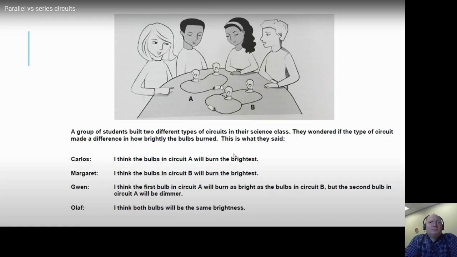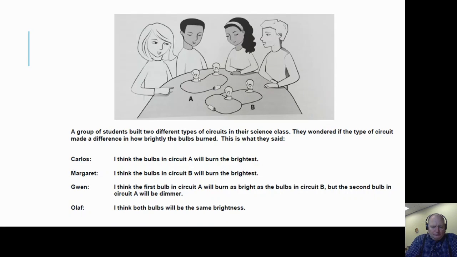If you disconnect this wire from the battery, both light bulbs will go out. However, B is a parallel circuit. So if I disconnect this wire right here, the electricity can flow all the way back. And so that's one of the key differences between series and parallel. The other difference is that all the bulbs in A will glow more dim than they would be in B. And so Margaret is actually correct with thinking the bulbs in circuit B will burn the brightest.